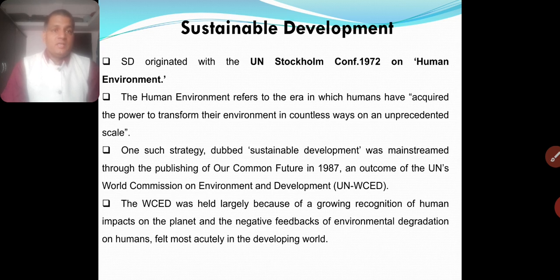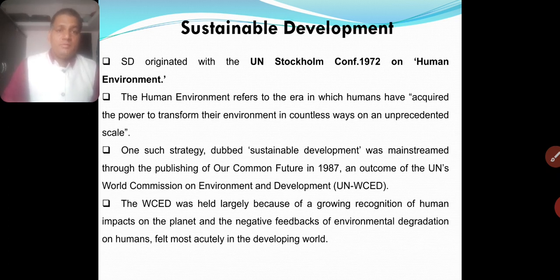In that conference, humans acquired the power to transform their environment in countless ways on an unprecedented scale. That is why this conference was very popular and famous for sustainable development. One such strategy was developed, and sustainable development was mainstreamed through the publishing of Our Common Future in 1987. That is a very famous conference, UNWCED, the United Nations World Commission on Environment and Development. There also human and environmental issues were discussed, and they planned for the future.